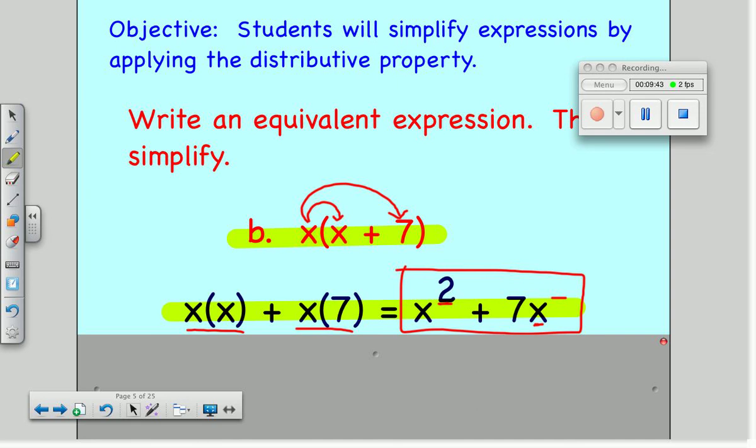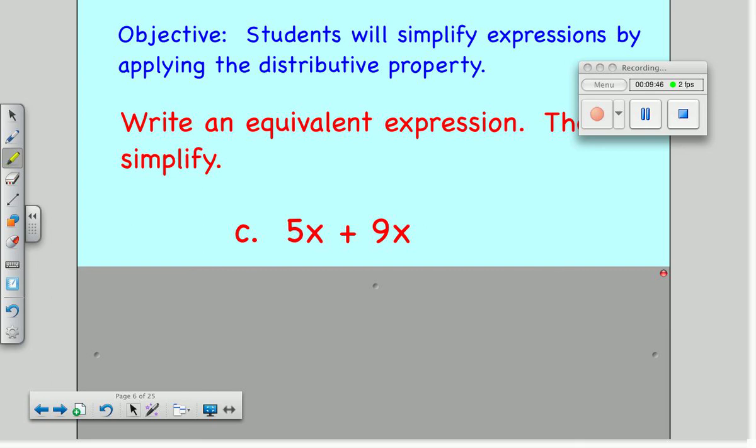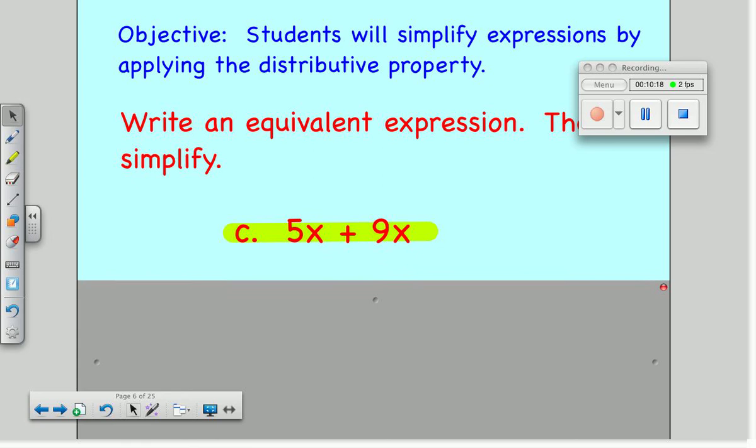Okay. Letter C, 5x plus 9x. Now this time, you can add these and you can just get an answer of 14x, because they both have the variable x, you can just add them. However, I want to pull out the distributive property this time. What am I multiplying 5 by that is the same that I'm multiplying 9 by? You should have said x. That's right, I'm multiplying them both by x. 5 and 9 are both being multiplied by x. So I can use the distributive property to pull that out, the x.